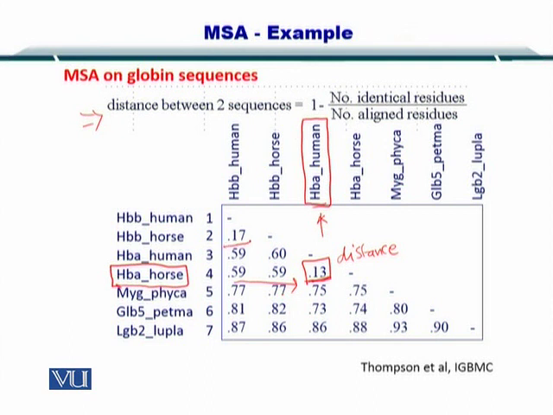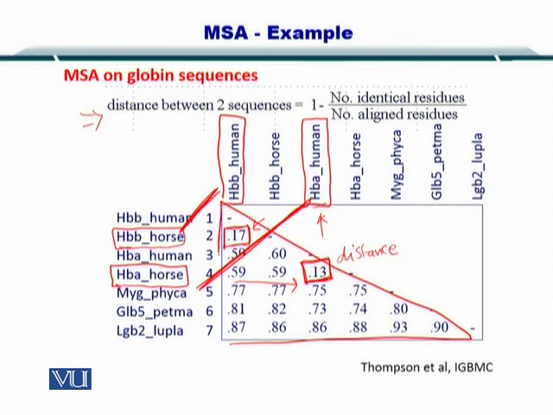Also, HBB horse here is also not very far from HBB human, as shown by this distance, which is 0.17. However, of course, 0.13 is smaller, so these two proteins are much more similar, while these two proteins are a little less similar to each other. In this way, all of these distances that are listed in this distance matrix describe the difference between the corresponding sequences.